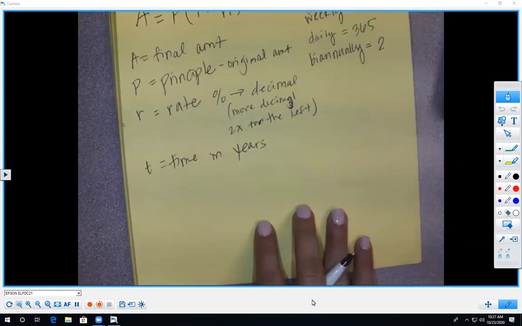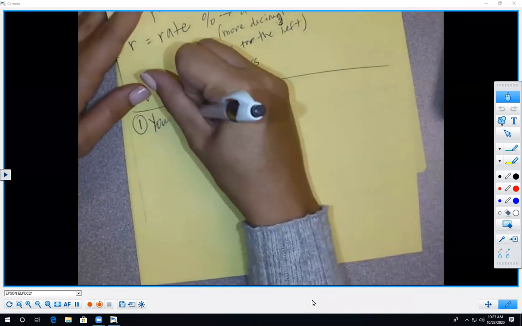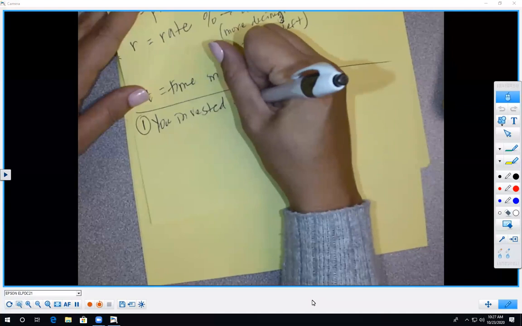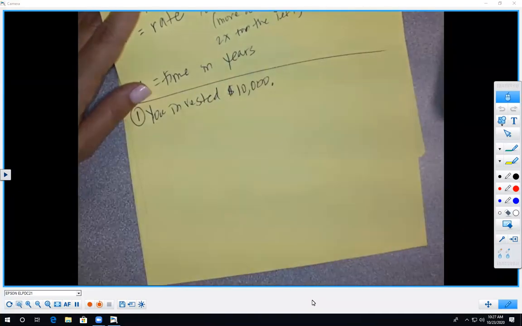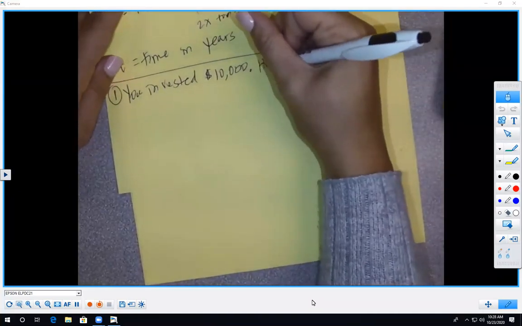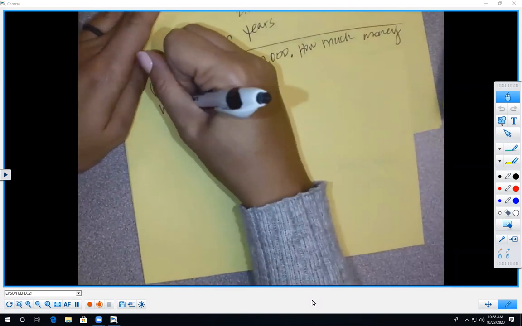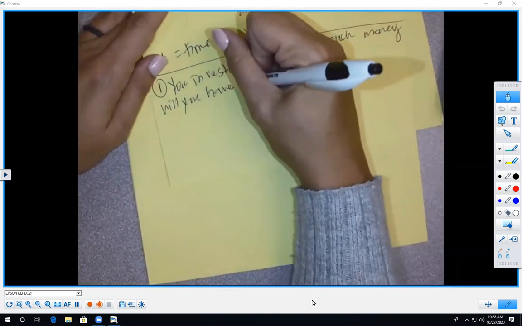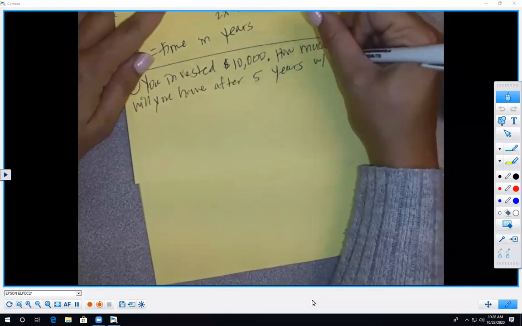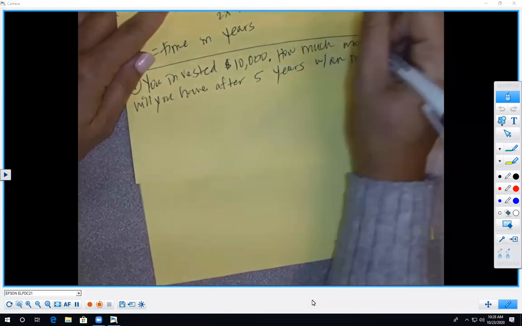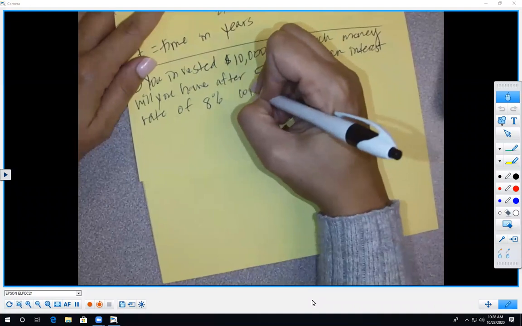Okay, so the first problem we're going to do is it tells you that you invested $10,000 and let's see, how much money will you have after 5 years with an interest rate of 8% if it's compounded quarterly?